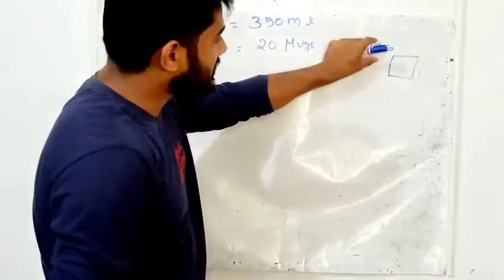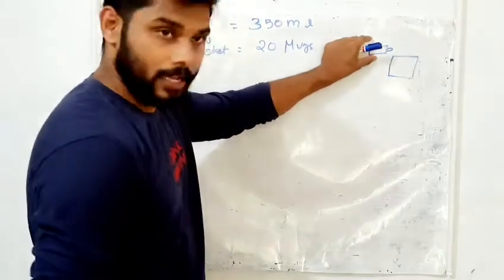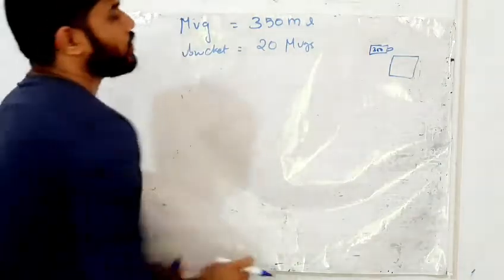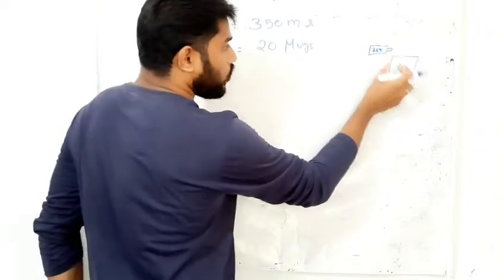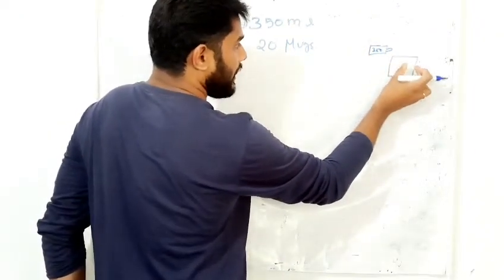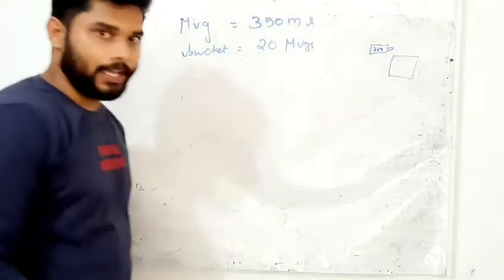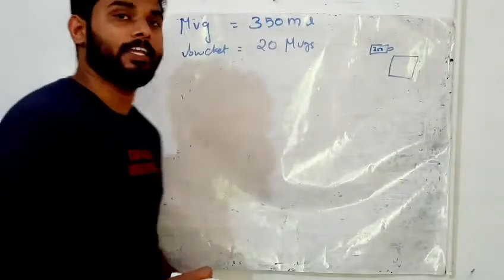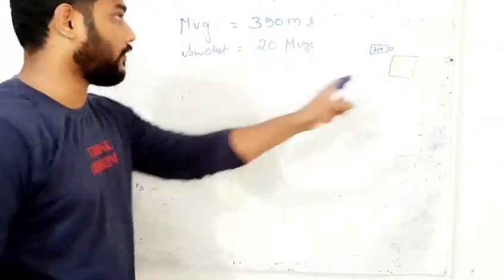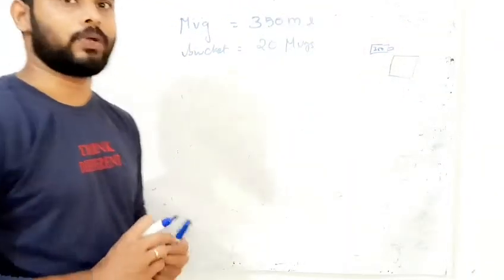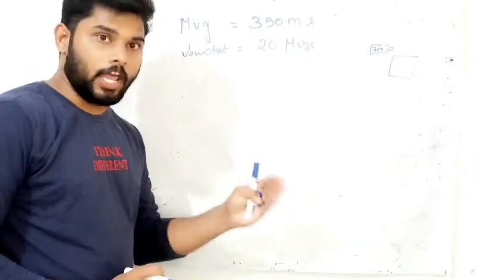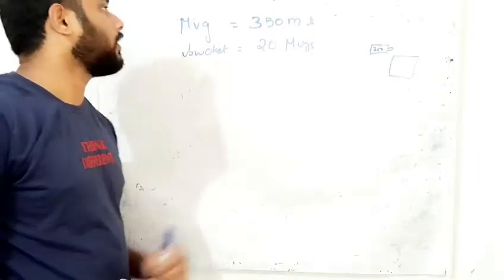Like this cup can hold 350 milliliters. So 20 cups like this we can keep inside the bucket. Clear? Then you have to find out the volume of the bucket. That is the question. Is the question clear now? Now we can move to the answer.